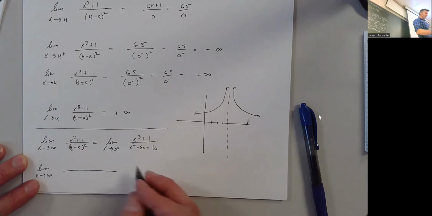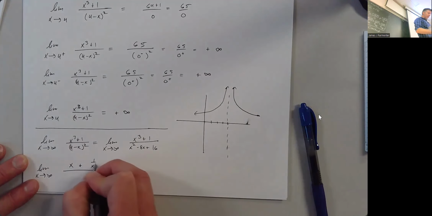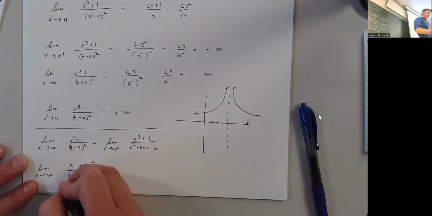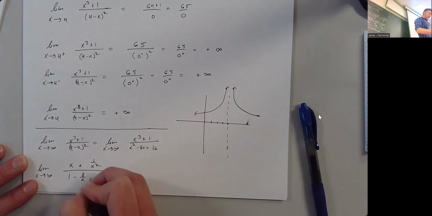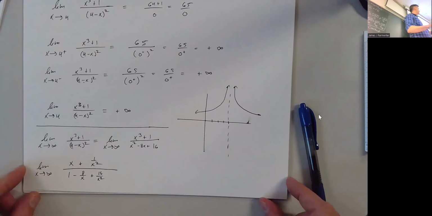x cubed divided by x squared is x. 1 divided by x squared is 1 over x squared. x squared divided by x squared is 1. 8x divided by x squared is 8 divided by x. And 16 divided by x squared is exactly what I just said. Okay, so be careful here. Things get a little bit weird.